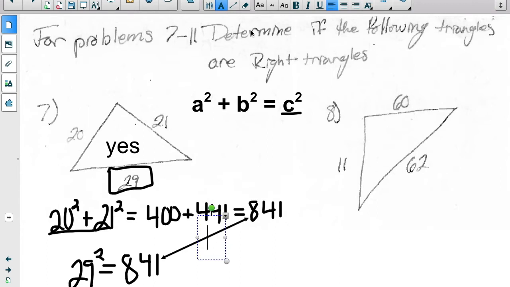And that's all we had to do for this one. We just had to plug it into the Pythagorean theorem. Does 20 squared plus 21 squared equal 29 squared? And if that is true, it is a right triangle. Okay.